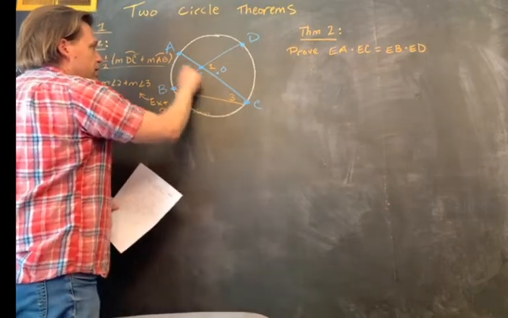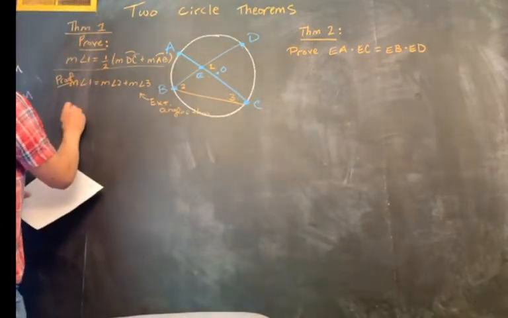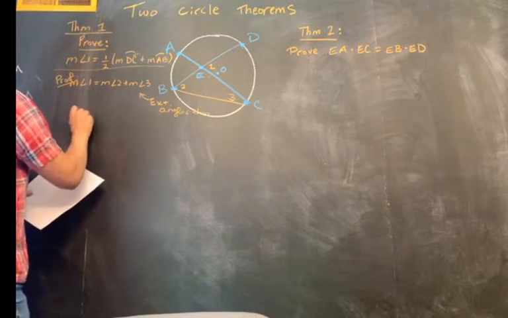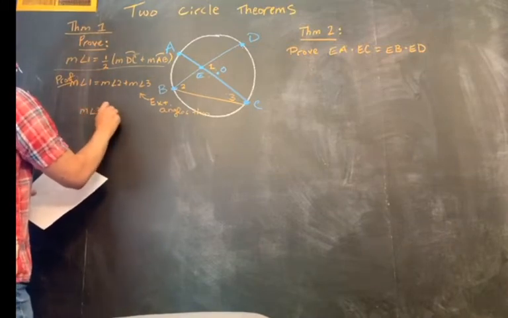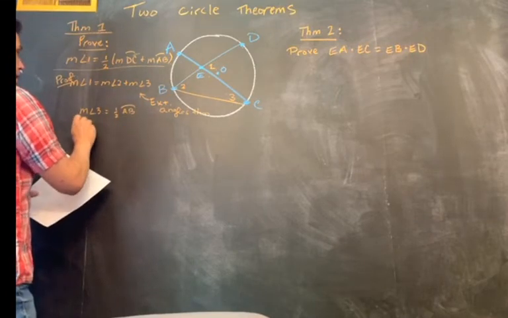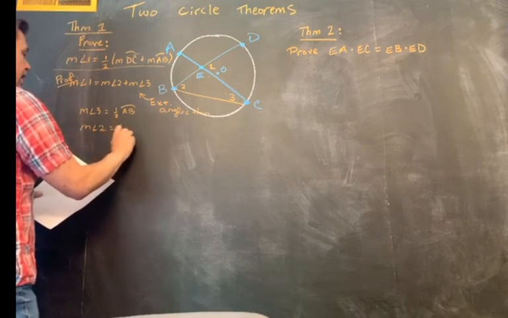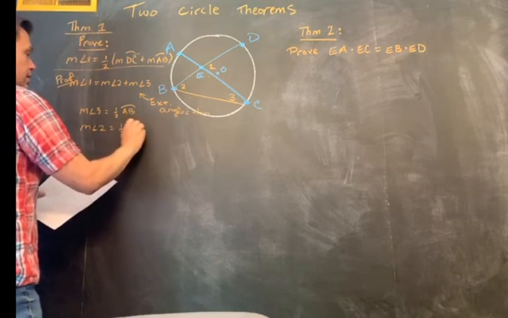So angle 3 is half of AB. So we can just write that down. So by the inscribed angle theorem, measure of angle 3 equals 1/2 arc AB, and the measure of angle 2 is 1/2 arc DC.